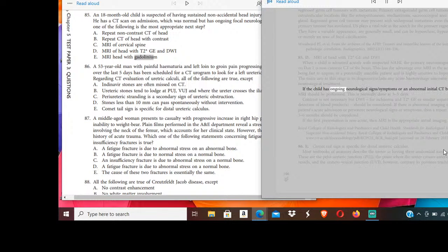If the child has ongoing neurological signs or symptoms, or an abnormal initial CT brain, then an MRI should be performed. This is normally done at 3-5 days. Contrast is not necessary, but DWI for ischemia, and T2*GE or similar sequence for the detection of blood products, should be considered. If there is abnormal imaging during the patient's acute admission or persistent neurological signs or symptoms, then a repeat MRI brain at 3-6 months should be considered. If the first presentation is non-acute, then MRI is the appropriate initial imaging modality.